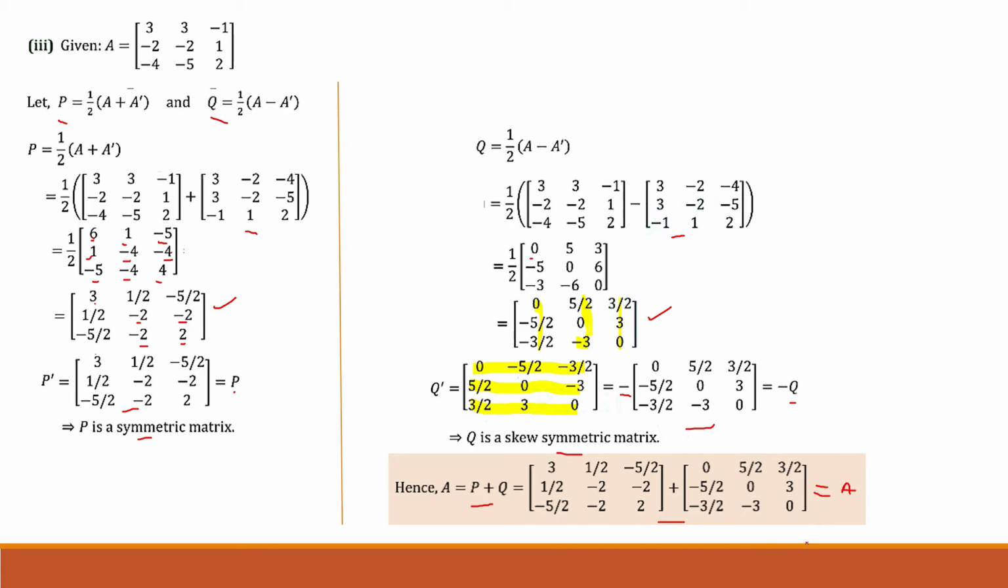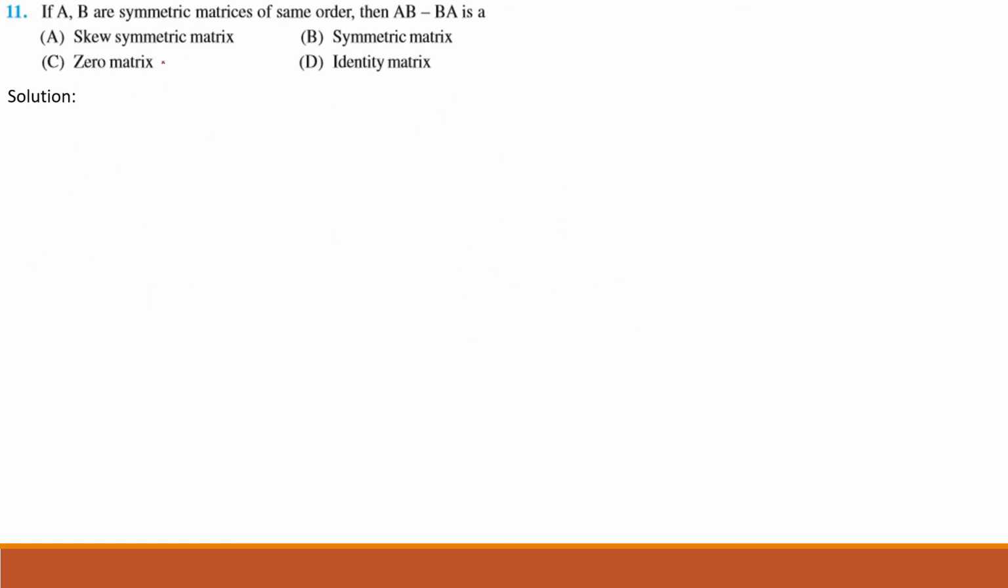Now you add it yourself and see whether A is coming as the answer or not, and you can pause this video to note this down. Again, this fourth sum you have to solve by yourself. So moving on to the 11th problem, we have given: if A and B are symmetric matrices of same order, then A into B minus B into A is a, these are the options.